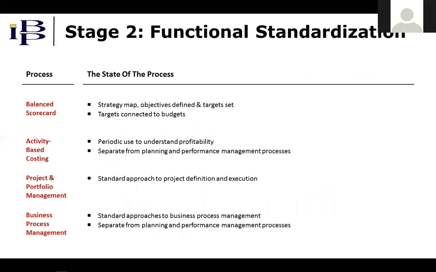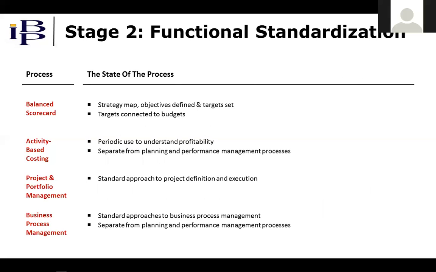And then there are some other things that may be going on at the same time in terms of other tools and processes that they're using. For a balanced scorecard, for example, they may have developed a strategy map. They've defined their objectives and targets, and the targets are connected to the budgets. They may be using activity-based costing on a periodic basis to understand profitability, but it's certainly not embedded into some sort of planning and performance management process.